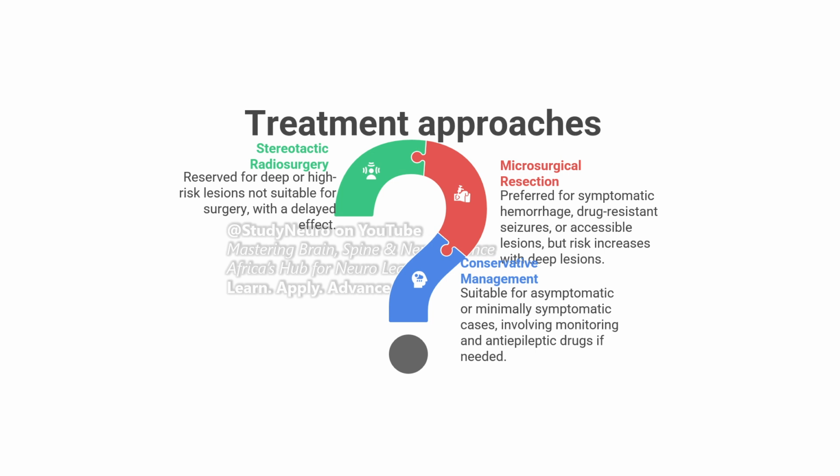Microsurgical resection is the treatment of choice for symptomatic hemorrhage, drug-resistant seizures, or accessible superficial lesions, though the risk increases with deep or eloquent brain areas. Stereotactic radiosurgery is reserved for deep or high-risk lesions not amenable to surgery. While it is less effective than in arteriovenous malformation and has a delayed effect, it can help reduce hemorrhagic risk.